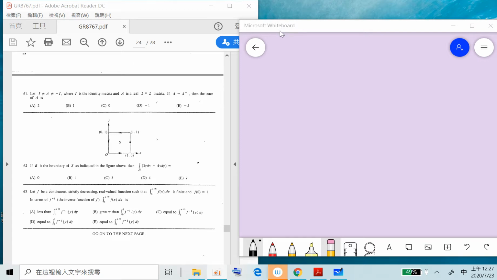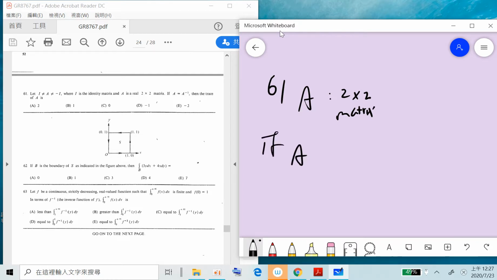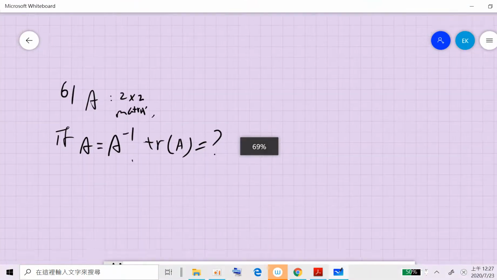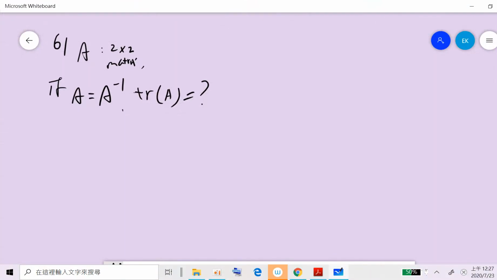Okay, so 61. A is a 2 by 2 real matrix, and if A equals A inverse, and trace... Wait, so it looks like we only have these properties, and A is not identity.